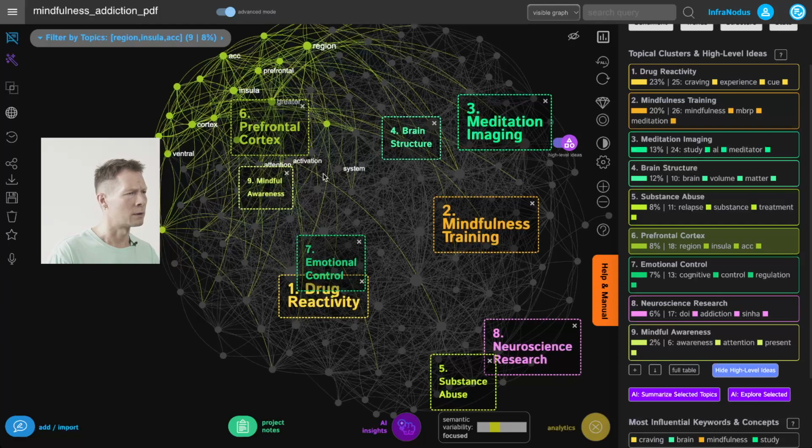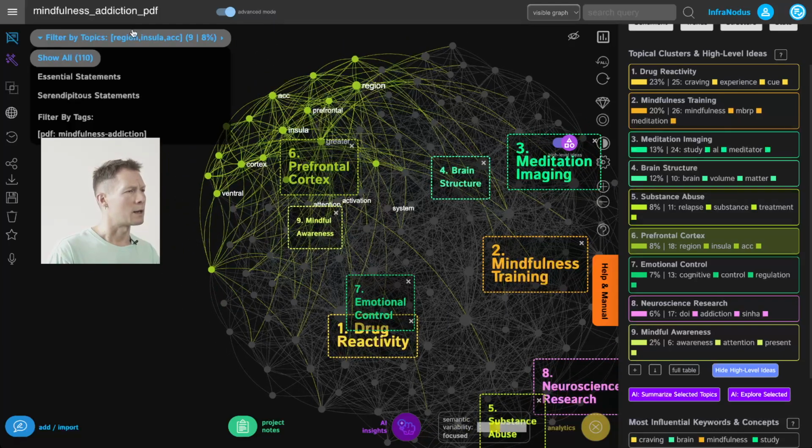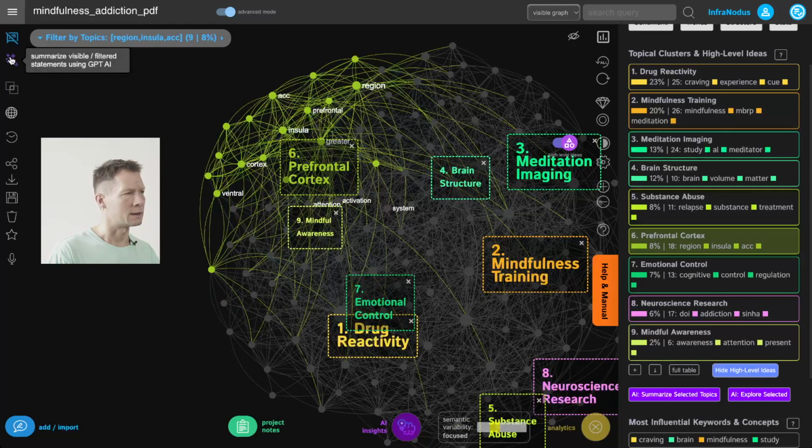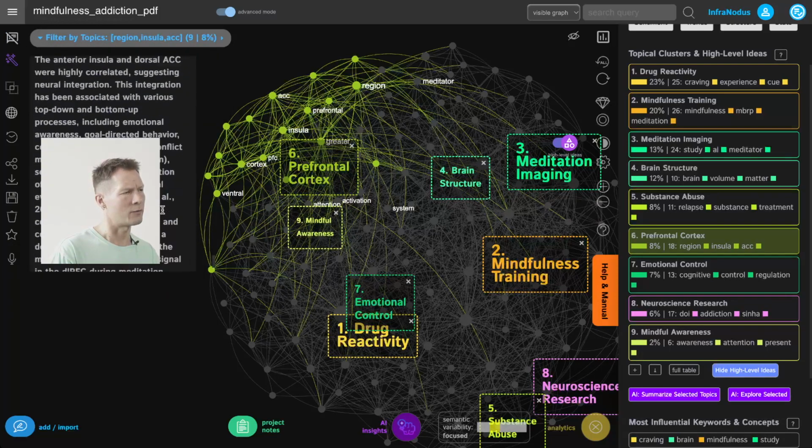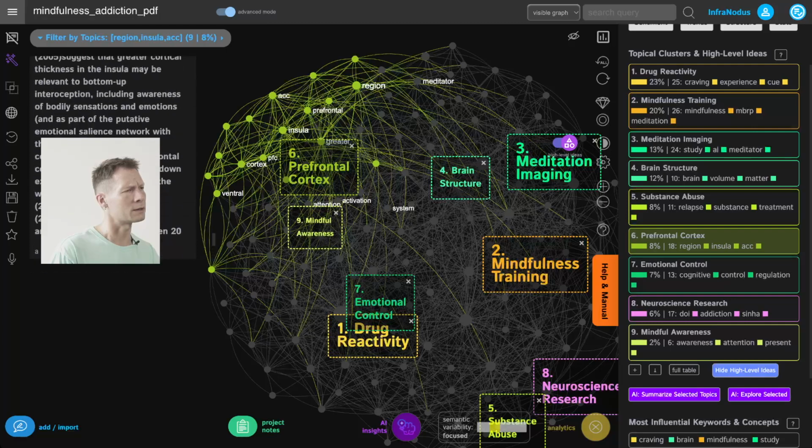Of course, we could also reset these gaps and choose to zoom into a specific topic, like here, for instance, prefrontal cortex. And then I just have a few documents selected here, right? So then I will say, okay, just summarize only the statements. So here you see the statements that belong to this category of prefrontal cortex, only 9 of them.